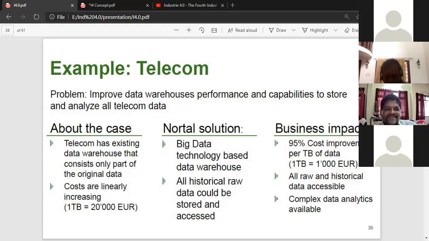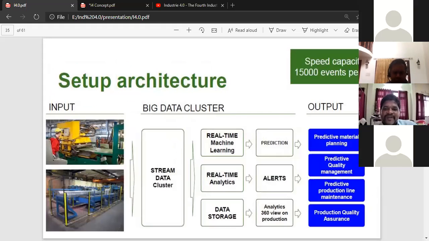Excuse me, sir. The previous slide, can you talk about that speed? One moment. What is that? Speed capacity. Where is that? Stream data cluster. Oh, speed. Okay. This is like speed capacity is how many events, like these typically are what are called events.